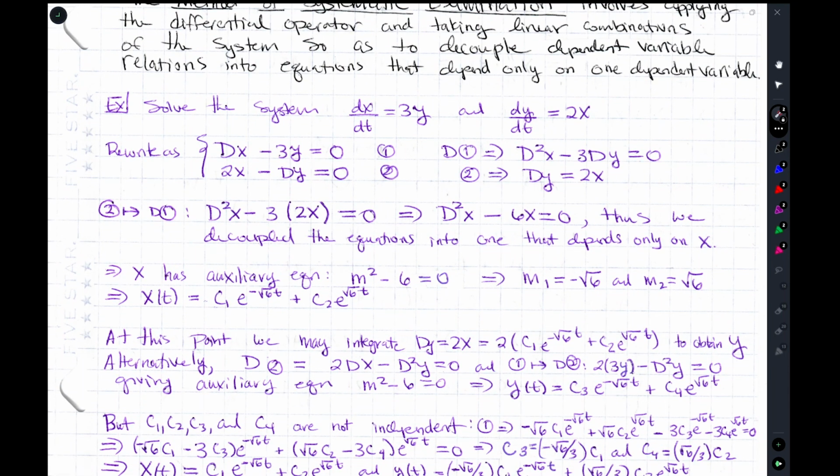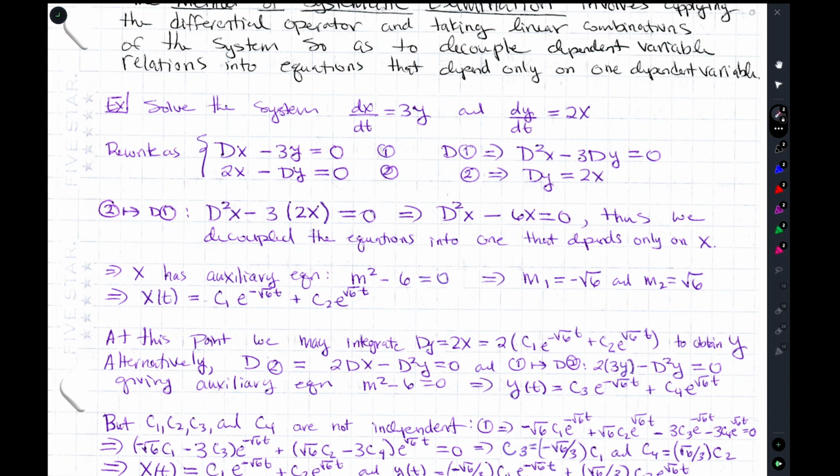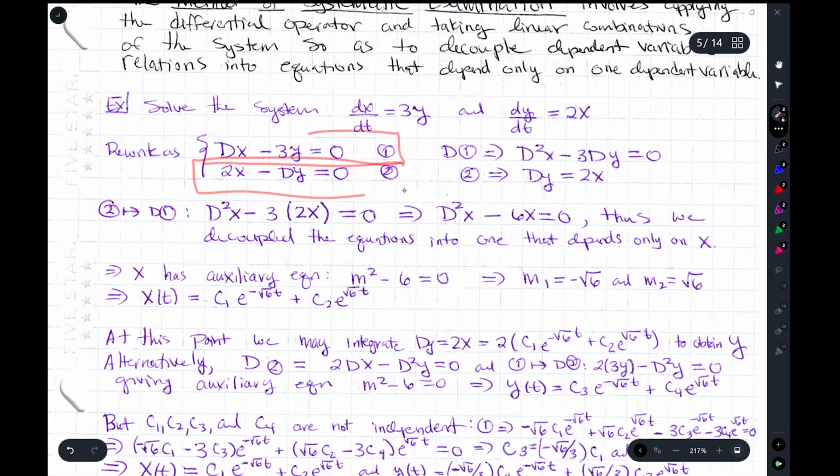So here we have this simple system, okay? Two differential equations, two dependent variables, of course ordinary because they only depend on t. dx/dt is equal to 3y and dy/dt is equal to 2x. Now we could rewrite this system in terms of the operator D. So, instead of d/dt, we have this D. It just makes things easier to operate on when you rewrite it in this form. We're going to call this first equation equation 1 and the second equation equation 2.